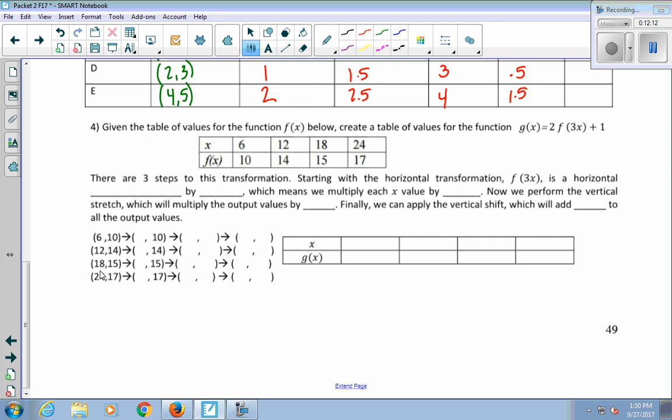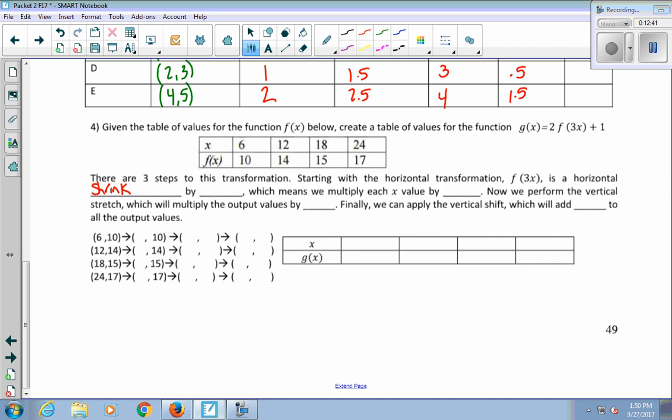Here we have a table of values for F. We want to create a table of values for G, a transformation of F. And G is 2 times f of 3x plus 1. So there are 3 transformations taking place. We're going to start with the horizontal transformation, what's inside parentheses, the f of 3x. It's a horizontal shrink, right? We know it's a stretch or a shrink because it's 3 times x. The multiplication means stretch or a shrink.